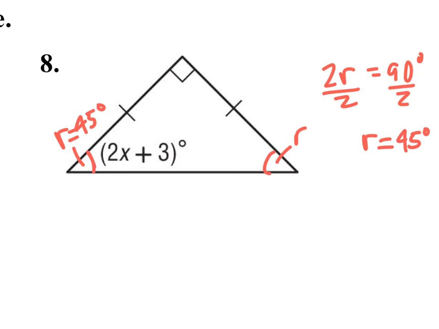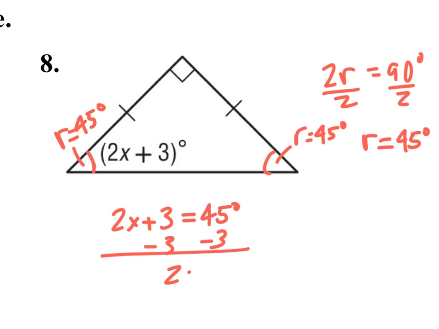We're going to talk about these kinds of triangles at length, but I'm just trying to set up an equation here and solve. So I'm going to set up 2x plus 3 equal to 45 degrees. If I subtract 3 from both sides, then I get that 2x is equal to 42. If I divide by 2 on both sides, I get that x is equal to 21.